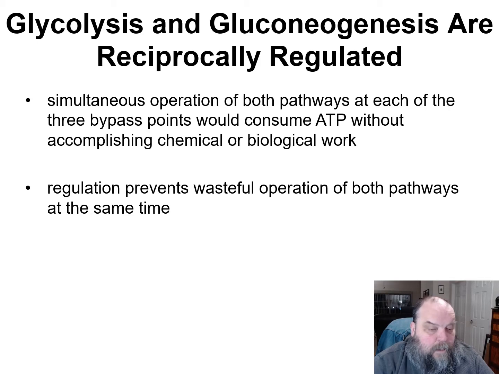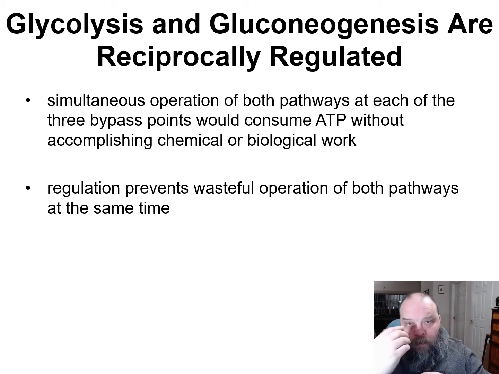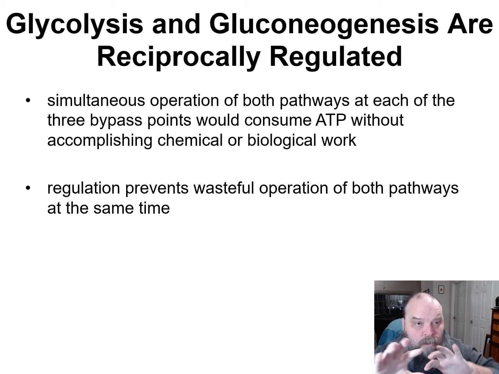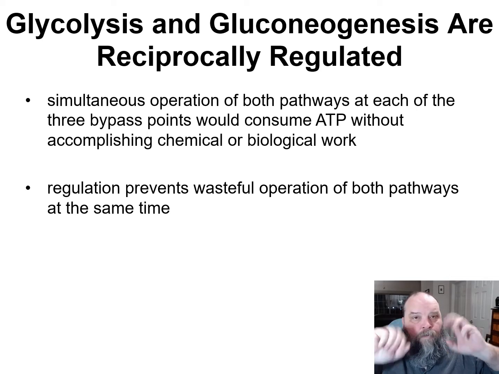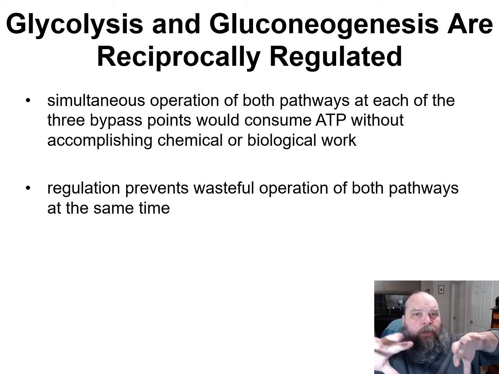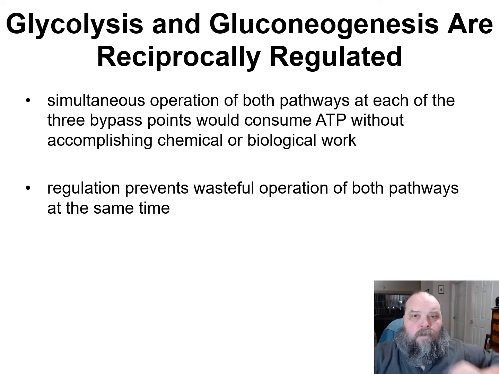Now we have to keep in mind, it's not an either-or type of thing when it comes to whether the cell is going to do glycolysis or gluconeogenesis. It's not completely separate, where this cell can only do this one and that cell can only do that one. Turns out it's more of a teeter-totter effect.